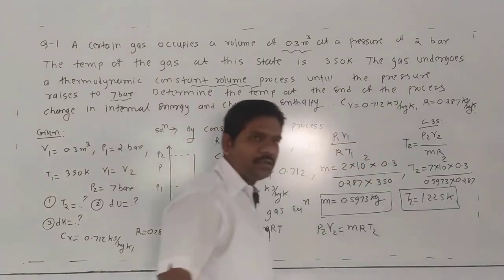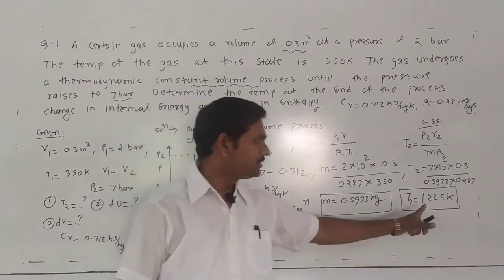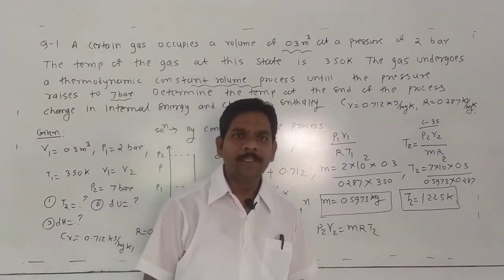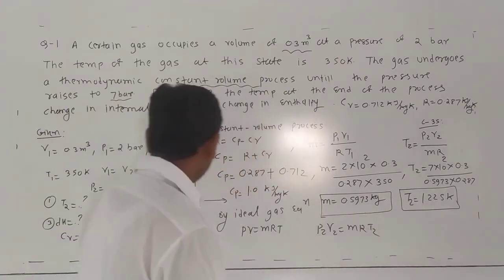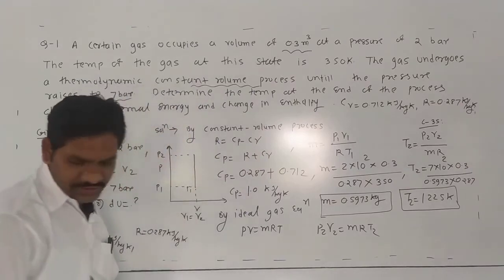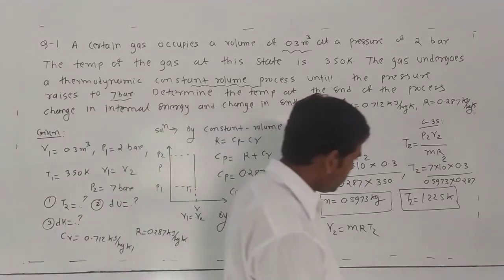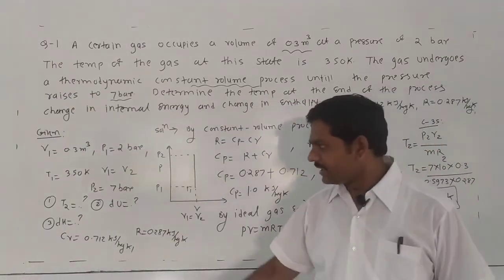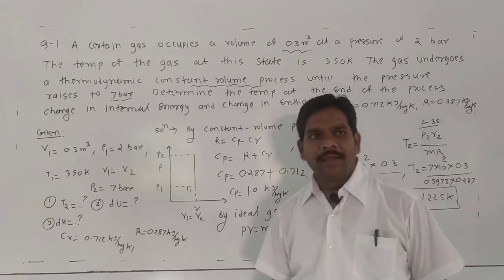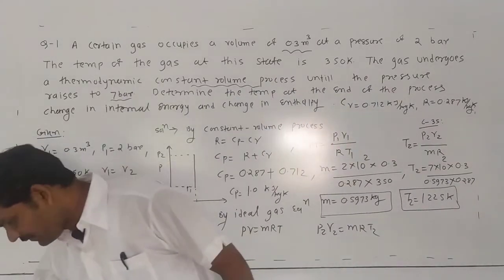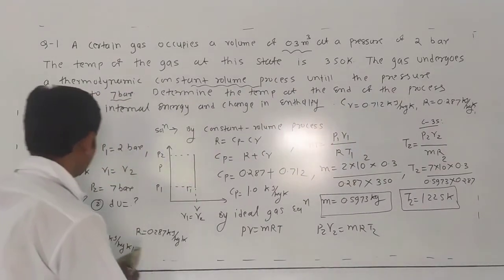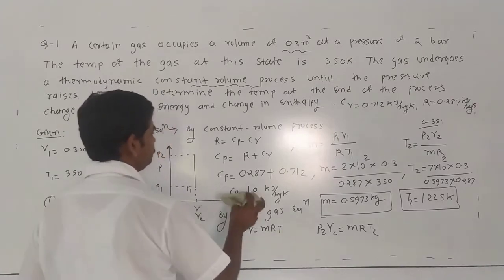This is the value of the temperature T2. How much? 1225 Kelvins. Then after that, what is asked in the problem? See here. Determine the internal energy dU, and second, determine the enthalpy dH. So let's find this out also. So I erase these portions.